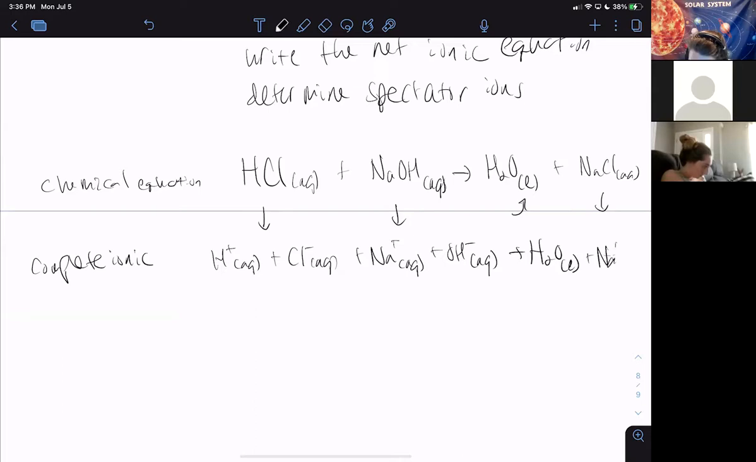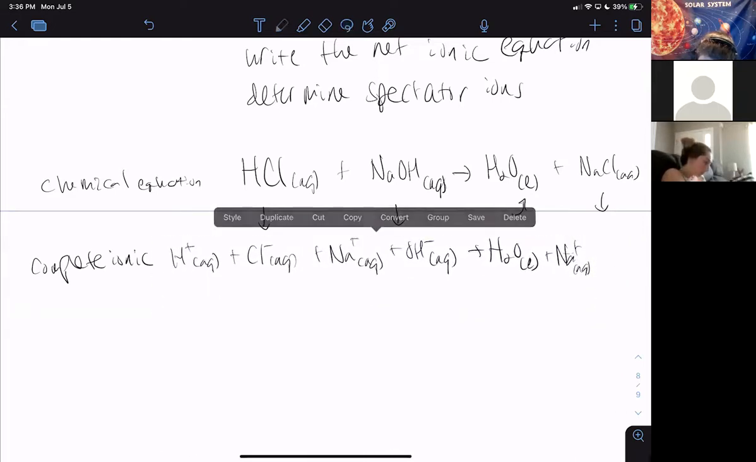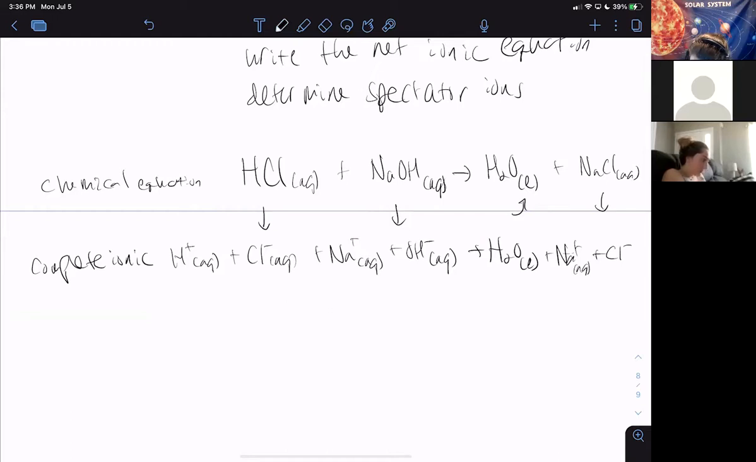And Na+ (aq). I now realize that I should have left more room. There we go. Plus Cl- (aq). So this would be a neutralization reaction where we've got ions all over the place. We can see that this sodium and this chlorine are the same on both sides. That makes them spectator ions.